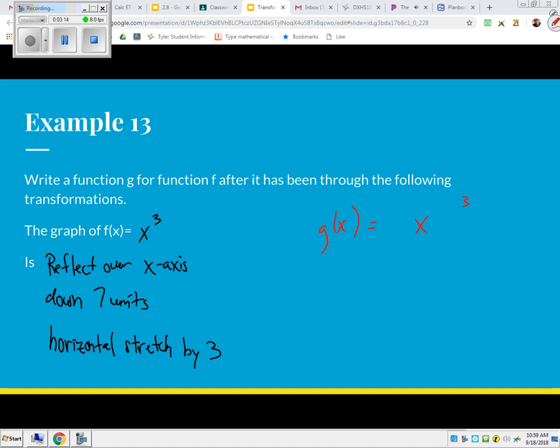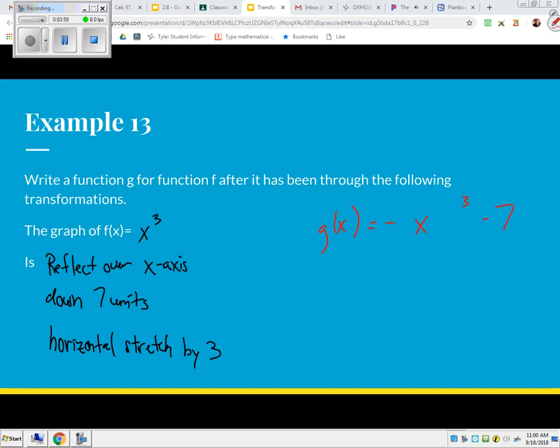So first off, reflecting over the x-axis. Reflecting, that's a negative sign, correct? Over the x-axis, which way is that? Left, right, up, down? It's up and down. Everything up and down is outside the function, right? So what am I going to put outside the function? Just a negative sign. Everybody with me? Okay. Moving down 7 units. Inside or outside? It's outside. So remember, everything outside makes sense. So going down 7.